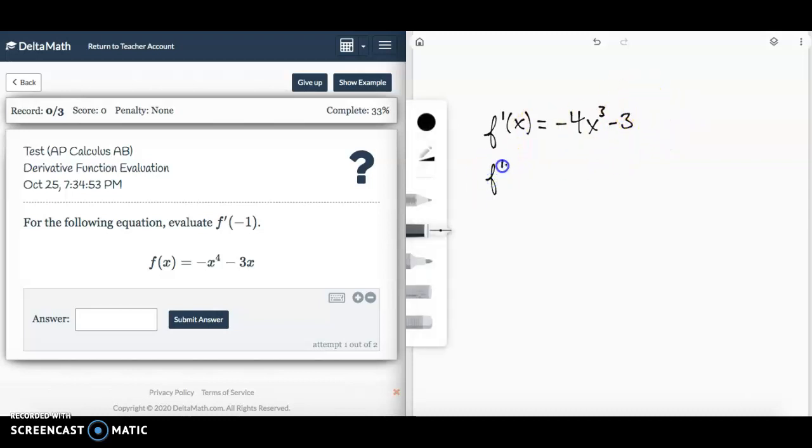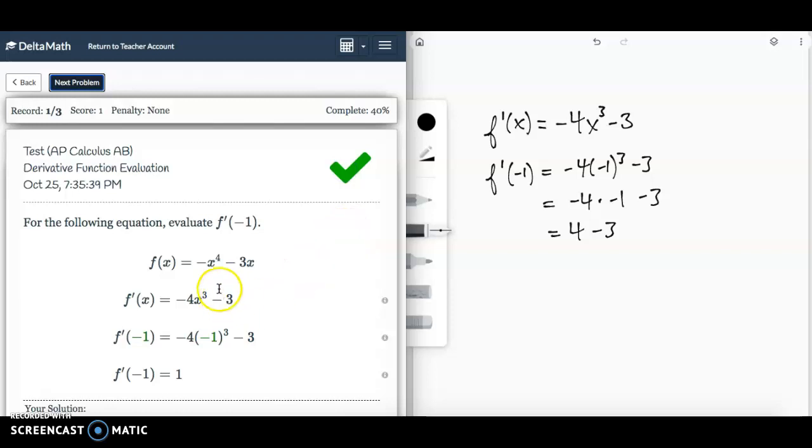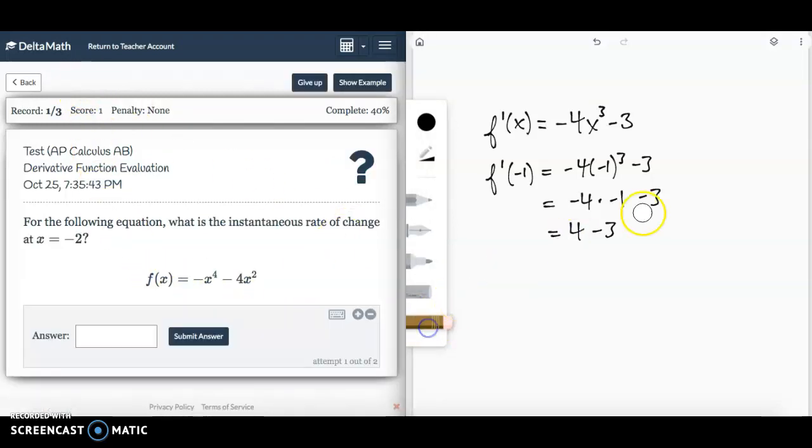And now they want me to actually evaluate f prime of -1. So then I'm going to go ahead and plug in a -1. -4, -1 cubed is still -1 minus 3. So 4 minus 3, which is just the number 1. Cool. And they did exactly the same steps as what I did. All right, let's try one more of these.